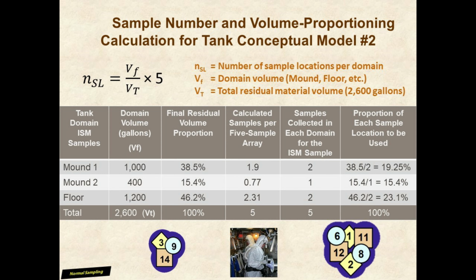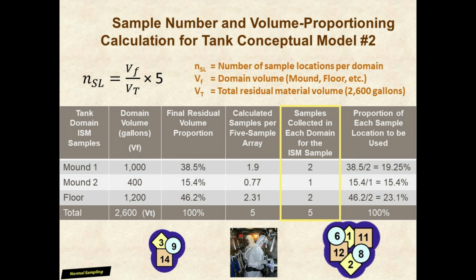Conceptual Model 2 requires 2 samples from Mound 1, 1 sample from Mound 2, and 2 samples from the floor for each sample array. This slide presents the details of how SRS calculates these sample numbers. The equation, which is equation 4 in the SRS SAP document, calculates the number of samples. It takes the ratio of the volumes of the various tank features to the total volume and then multiplies by 5. This calculates the number of increments in the ISM sample.